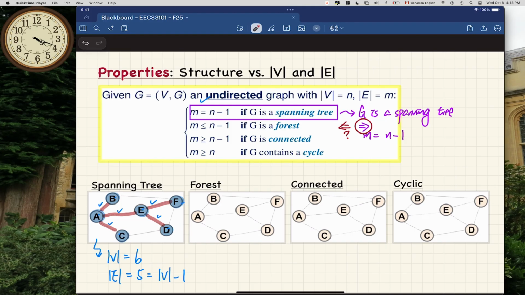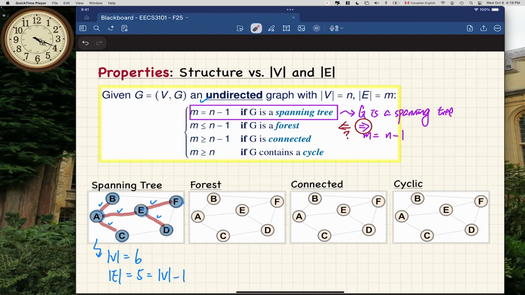Let's do another example here. Let's say we want to have a forest, and the property says that if I have a subgraph that's a forest, then this inequality holds. Let's just use one as an example. So the forest, we know that it does not need to be spanning, right? It can be spanning, but does not need to be connected. Let me just put it down here.